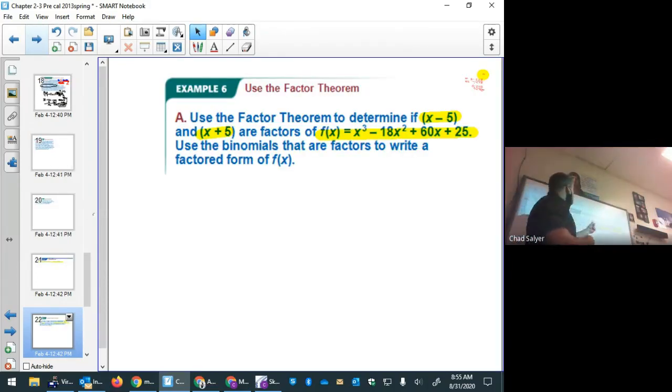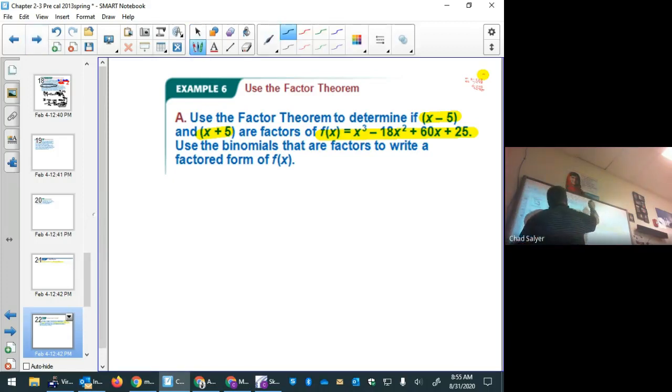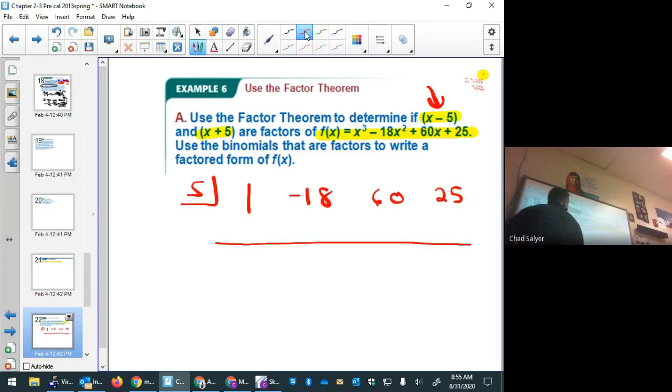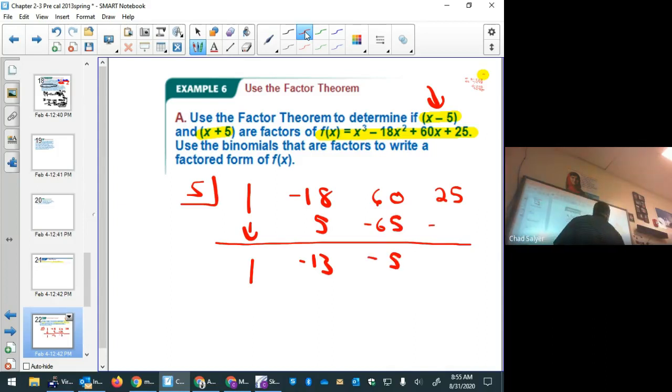Use the factor theorem to determine if these are factors of this polynomial. We're going to test this one first. I'll do that one in red. 5 is our special number here because it's x minus 5. The coefficients are 1, -18, 60, and 25. Bring down the 1, 5, -13. -13 times 5 is -65. And then -5, -25, and 0. So what do we say? Factor, yes or no? Indeed.